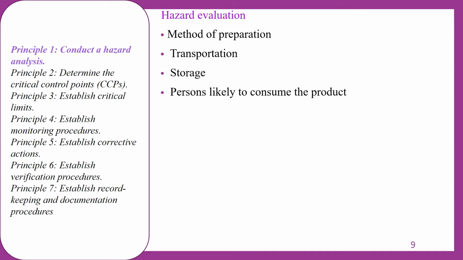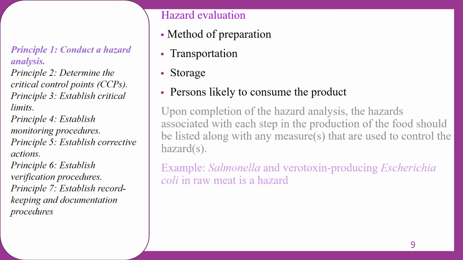During the evaluation of each potential hazard, the food, its method of preparation, transportation, storage, and persons likely to consume the product should be considered to determine how each of these factors may influence the likely occurrence and severity of the hazard being controlled.